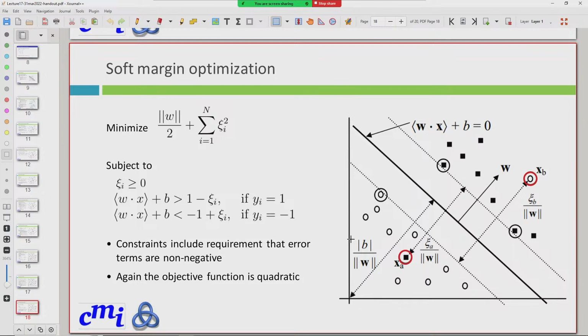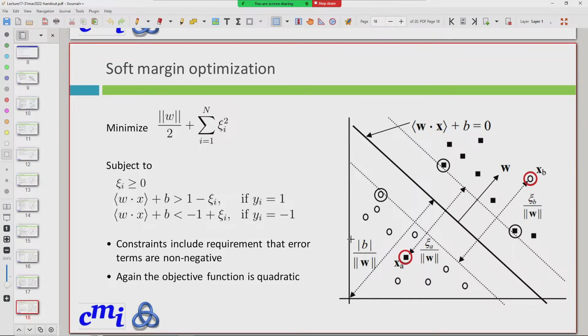Similarly, for the negative things also we add this error factor, and then in our objective what we want to do is minimize the total amount of error. So, this new thing is again a quadratic program which is more complicated, but otherwise it is still solvable.